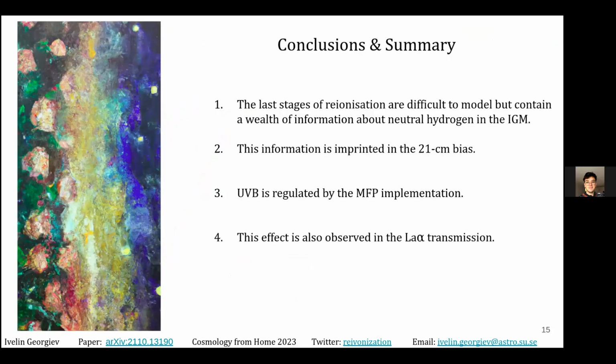So I want to leave you with my concluding remarks. The last stages of reionization are difficult to model, but contain a wealth of information about neutral hydrogen in the IGM. This information is imprinted on the 21 centimeter bias, and the MFP implementation regulates the UVB background of ionizing photons. We can also observe this effect in the Lyman alpha transition.